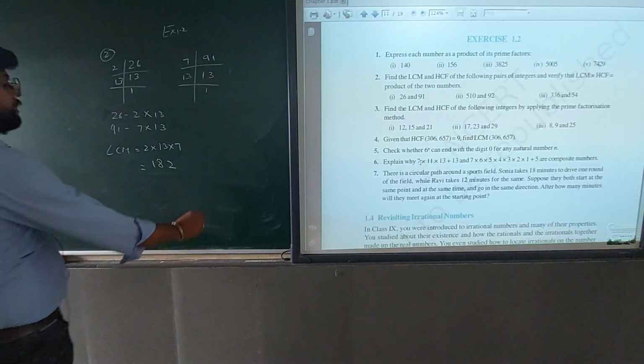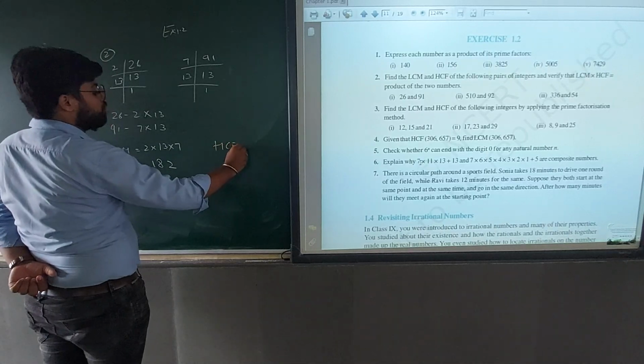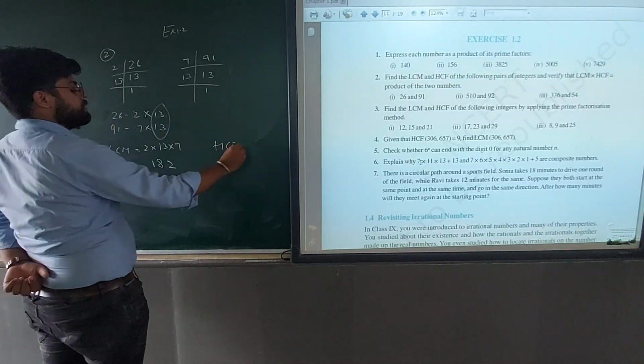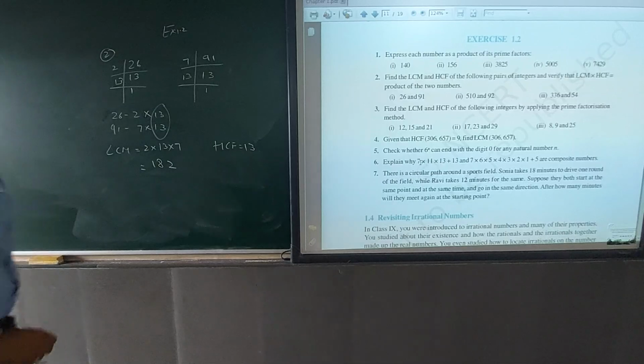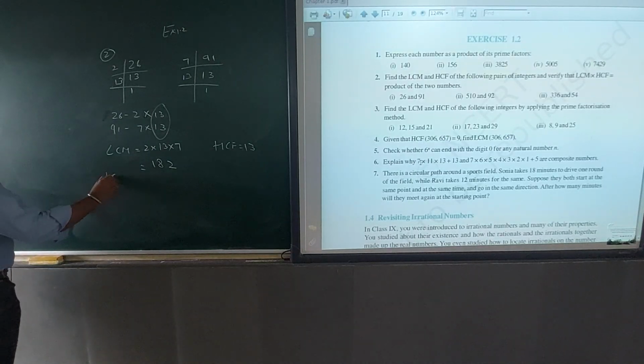Now HCF. HCF is very easy. Whatever common is there, it will be the HCF. 13 will be the HCF. Now the question is saying that verify that LCM into HCF is equal to the product of two numbers.